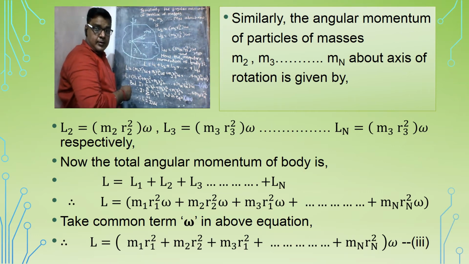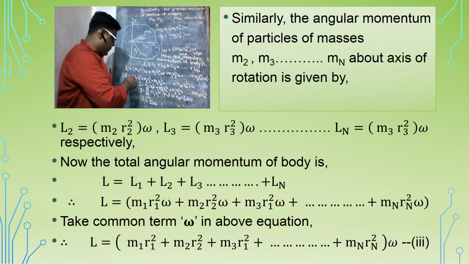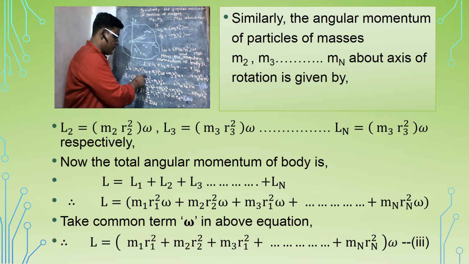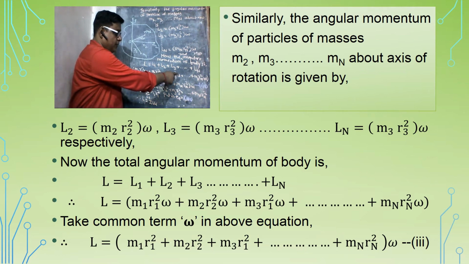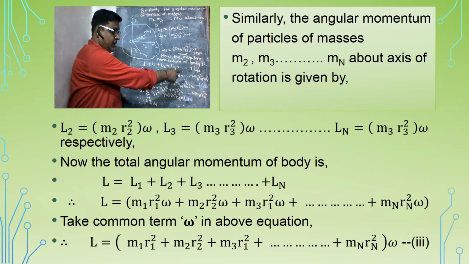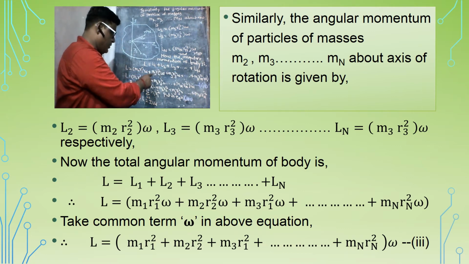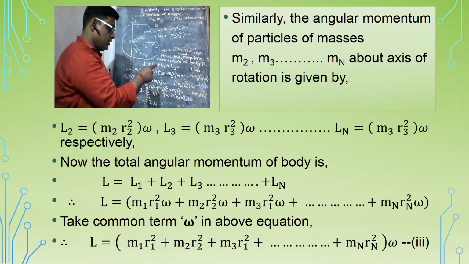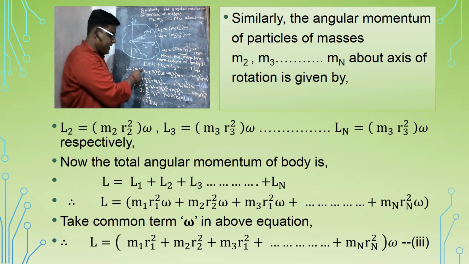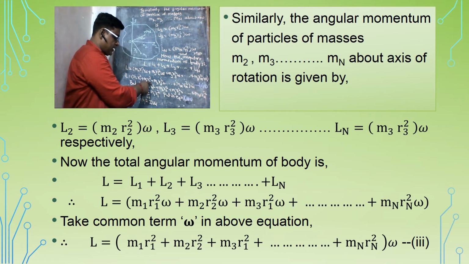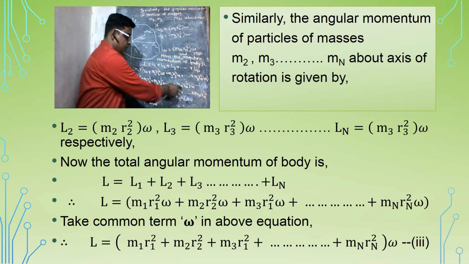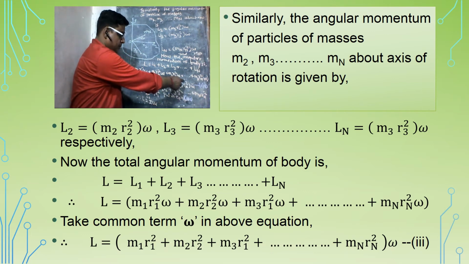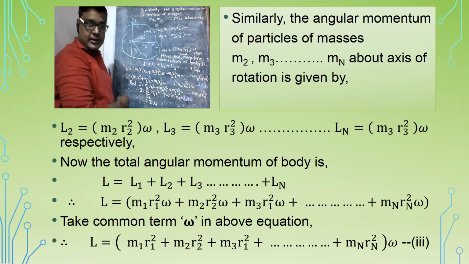Now, here, therefore, we put L is equal to m1 r1 square omega plus m2 r2 square omega plus m3 r3 square omega plus up to mn rn square omega. Now here the omega is a common term. Therefore, we take the common omega. Therefore, this equation we can write as m1 r1 square plus m2 r2 square plus m3 r3 square plus up to mn rn square, in brackets, complete, into omega. This is equation 3.